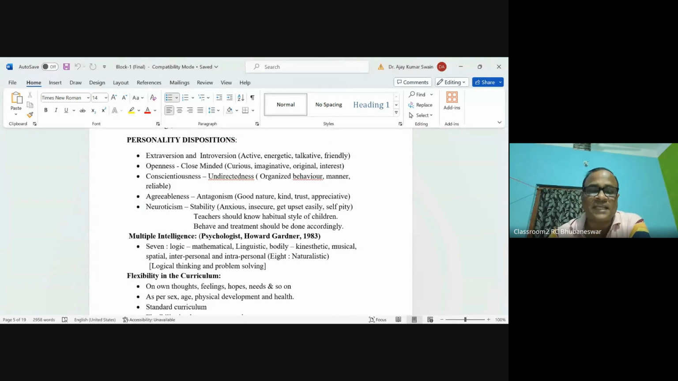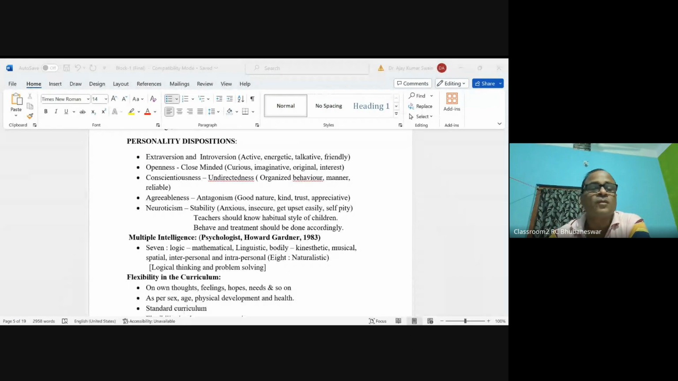Another very important thing we are going to discuss. One is extraversion and introversion. What is it? Active, energetic, talkative and friendly. This is known as extraversion and introversion. The learner should become active, remain active, always active, energetic, talkative. Unless you become talkative, you cannot share your views, opinions. Friendly. Always we should become friendly. So a friendly approach can develop our learning.